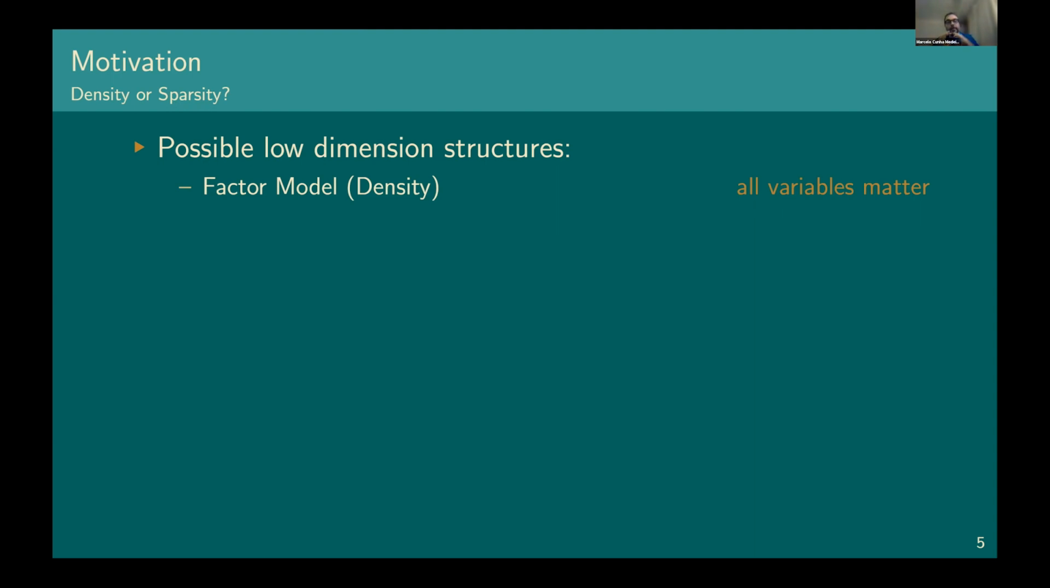So we are going to model this relationship that we want to uncover via this small dimension structure, that's a factor model, but all variables matter. That's why we call it density, because basically this factor hits all the variables, and this creates dependence.